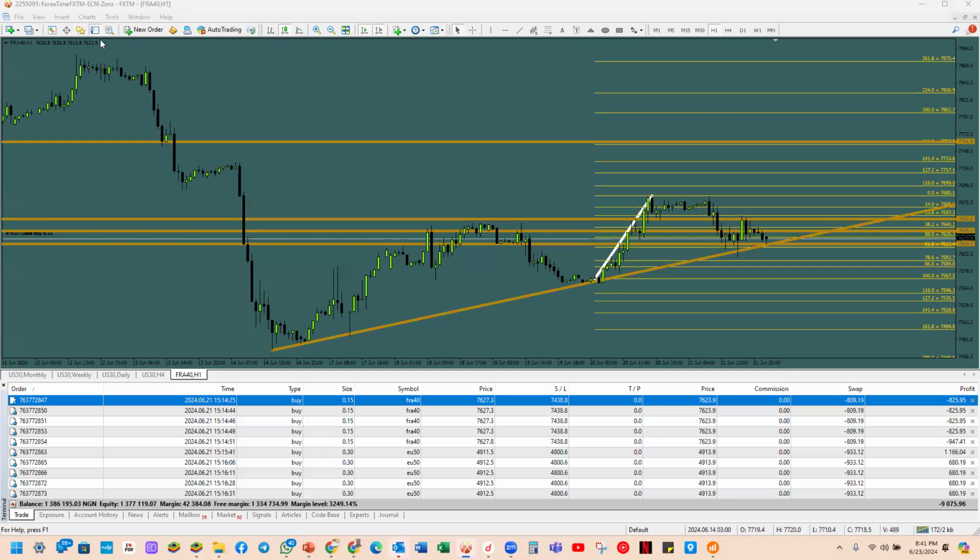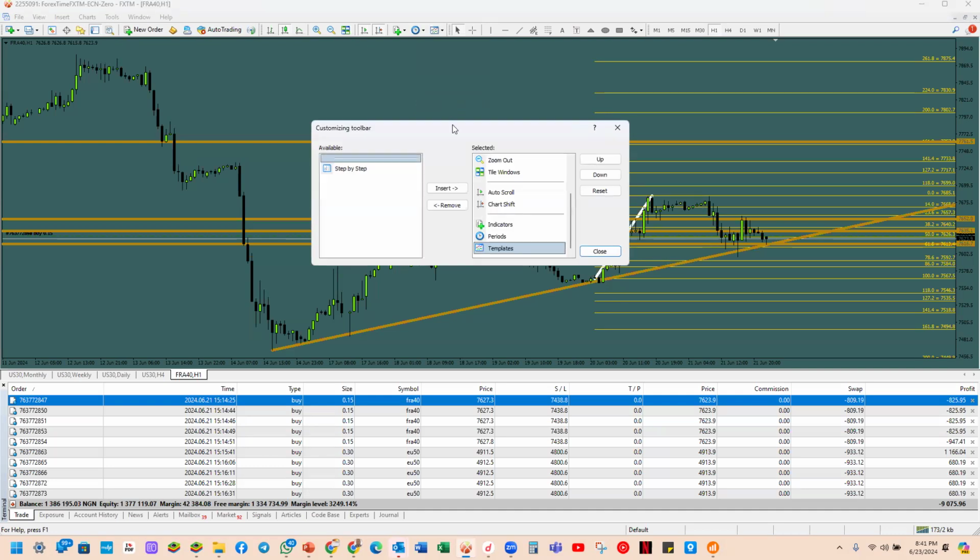If you don't know how these tools here work, you cannot do this analysis. If I put my mouse anywhere here and right click, it gives me a menu where I can come down and say customize. If I click on this customize, I can see all the tools that are there.